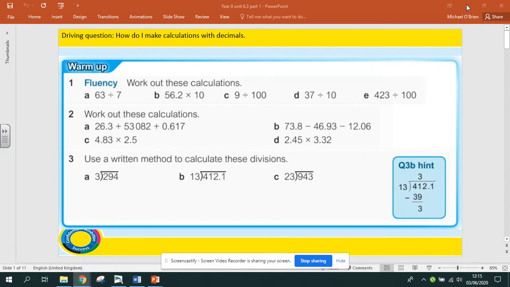The one thing that I would say is when you do get to question 3, do check out the question 3b hint. Think about how you might have seen this done before, and work your way through it. By the way, there is a mistake on that, so be very careful. Do follow down exactly what they're doing. Okay, so work your way down through those questions, and when you're ready, restart the lesson, and I'll be here to go through the answers.